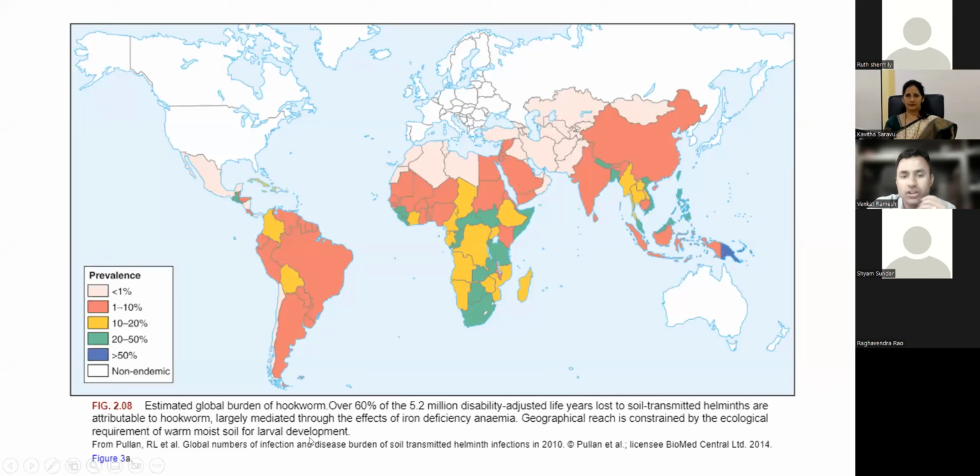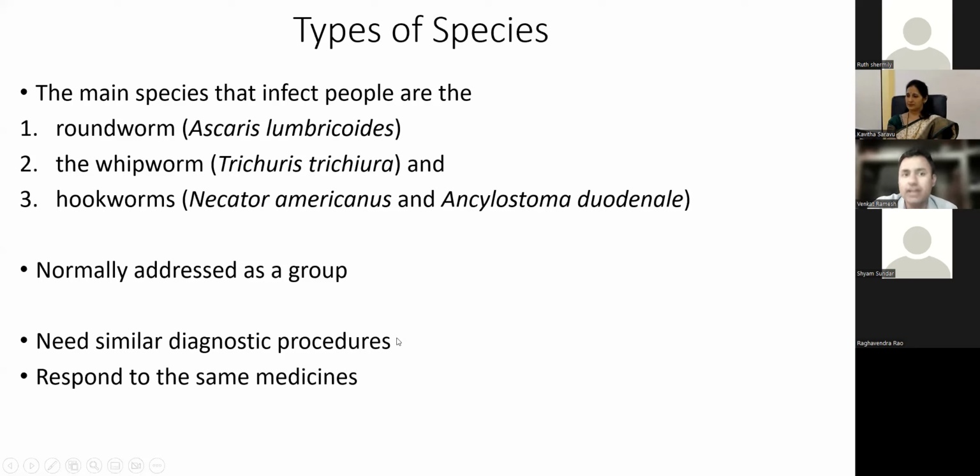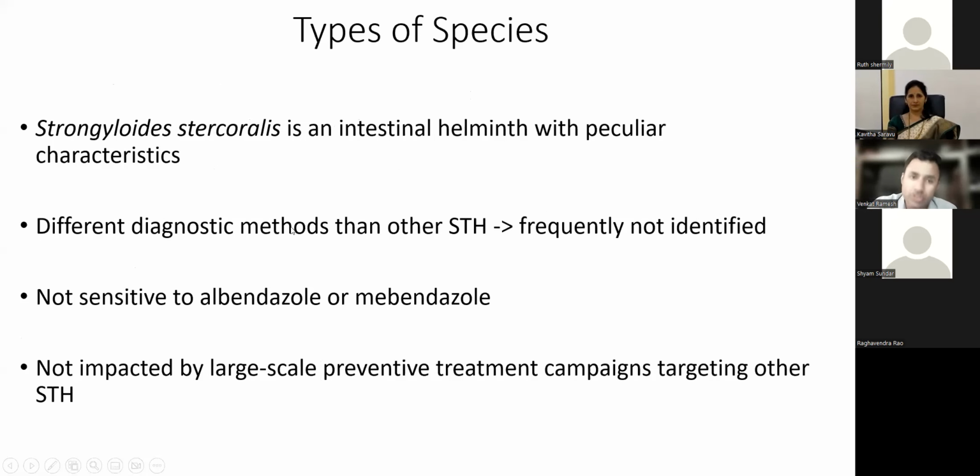These essentially require similar diagnostic procedures. Basically, what we look for is the egg of these organisms in the feces, and they respond to the same medicine, that is albendazole. Strongyloides, however, is an intestinal helminth with peculiar characteristics. In asymptomatic or uncomplicated Strongyloides, you will need to see the rapidly formed larvae in the stool, which is not a very sensitive method. Probably serology is more effective. Thus, it requires different diagnostic methods than the previously mentioned soil-transmitted helminths and is frequently not identified.